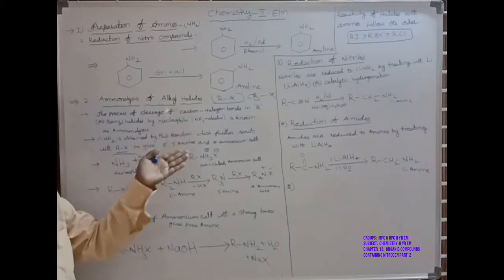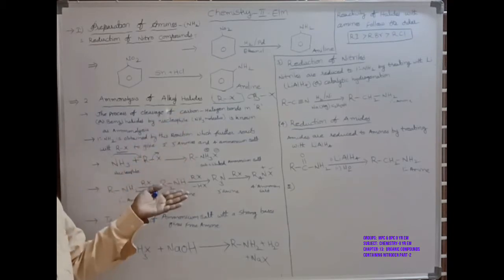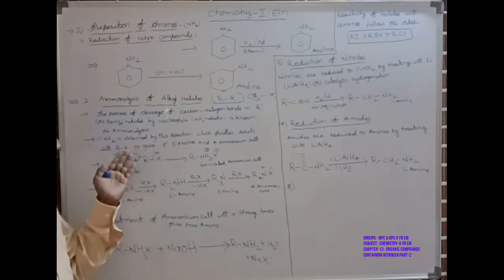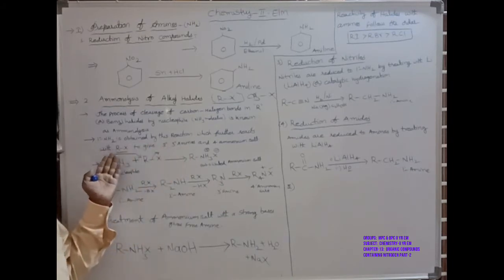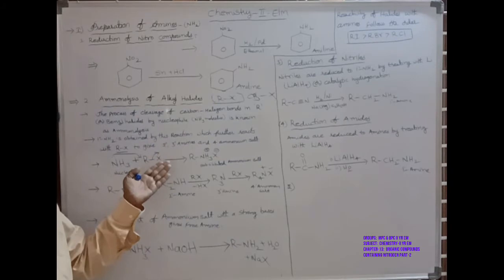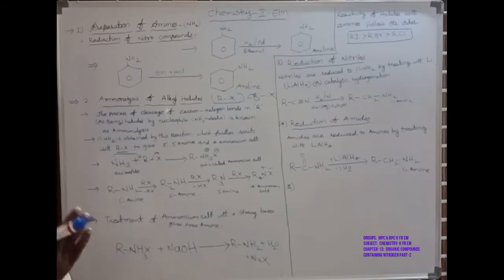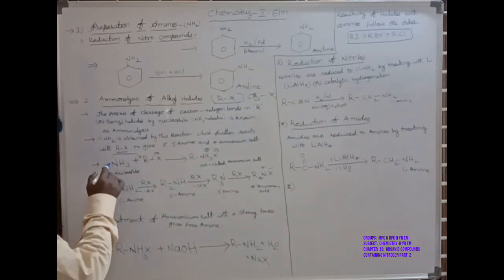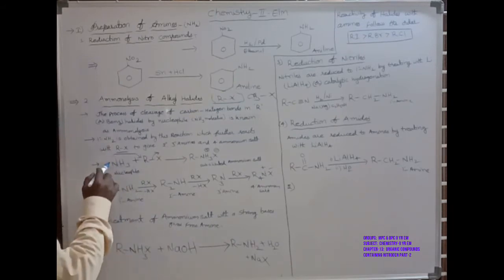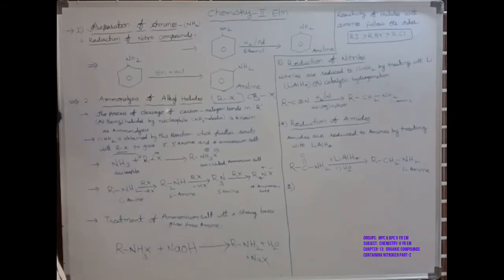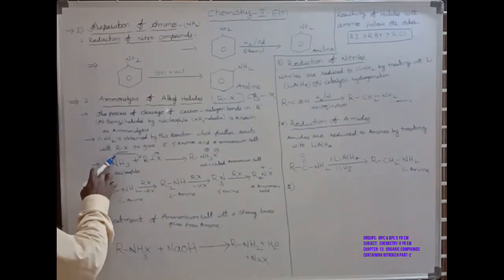Here is the ammonolysis reaction, forming the primary amine, which further reacts with alkyl halides to give secondary amine, tertiary amine and quaternary ammonium salt. Quater means four, and that is the ammonium salt. Here is NH3, the nucleophile or ammonia molecule, which has one lone pair.